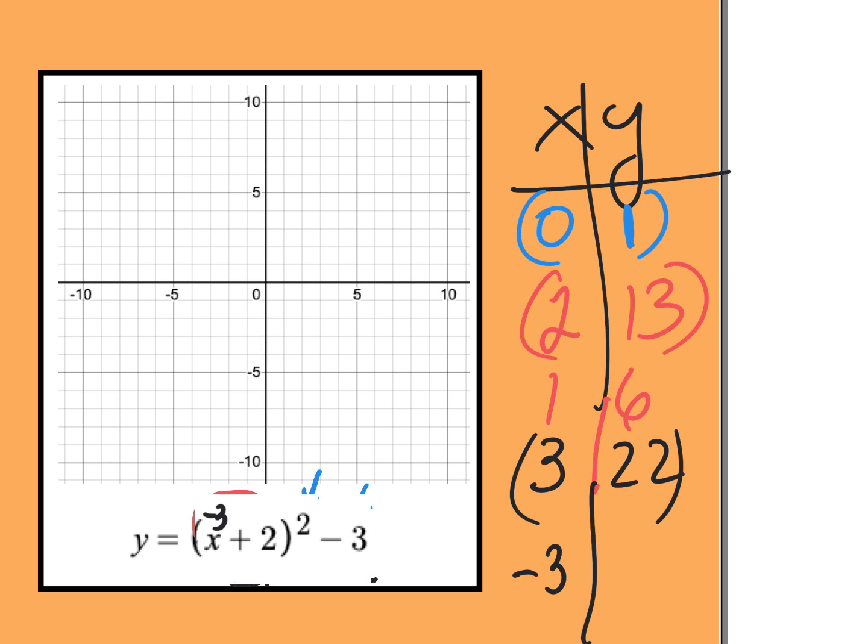Sam Bender, when you put in -3, what's the -3 plus 2 make? -1. -1 squared makes? Is it 1? It is. And then -3? -2. You got it. -3, -2 is one of your points.